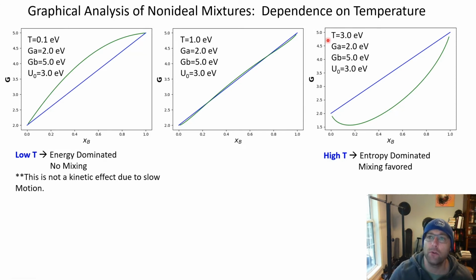And then as we go to really high temperatures, 3 eV, we have a situation where the green curve is always lower than the blue curve. And so at high temperatures, mixing is always preferred.